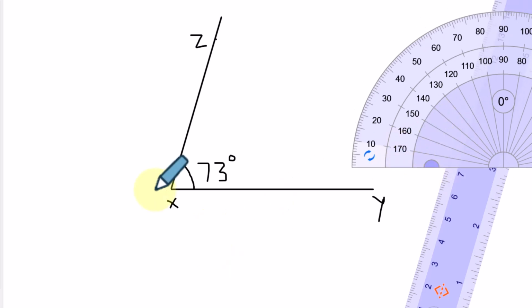If you now like, you can write the name of the angle. You know how we label angle, with this symbol. So you can start from letter Y: YXZ. So angle YXZ is equal to 73. So you can do it like this if you like. So that is that.